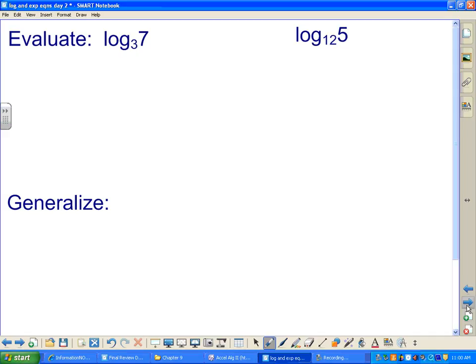Now, if you think back to yesterday, evaluating that, the first thing that we do is set it equal to x. And the next thing we like to do is to go from log form back into exponential form. 3 to the x is equal to 7. Then we like to try to get like bases. But what's the problem? You can't get like bases here.